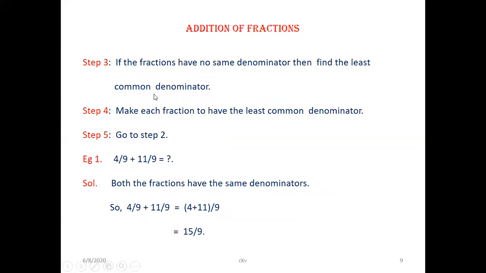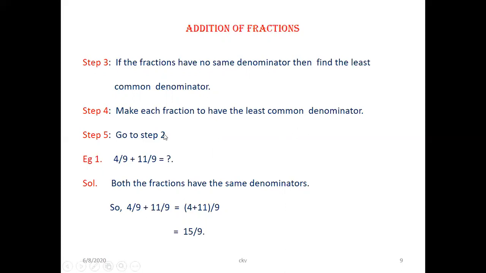Next step is what? If the fractions have the same denominator, then find the sum. If they have different denominators, you find the least common denominator. How will you get that? I told you to find the product of the denominators. And afterwards, you have to write the equivalent fractions, which means make each fraction have the same denominator.